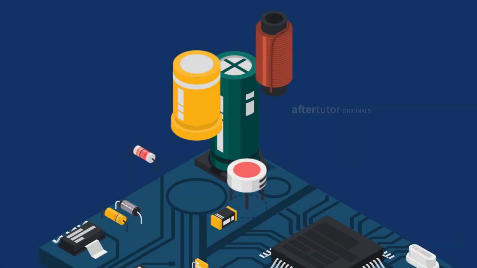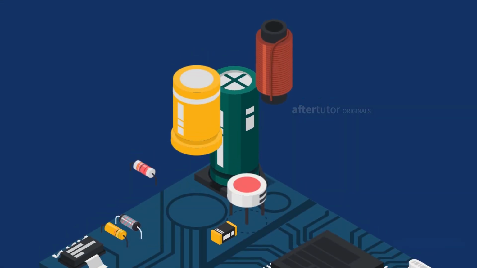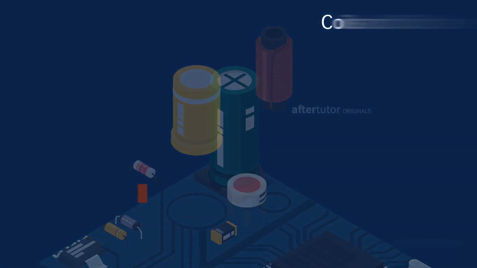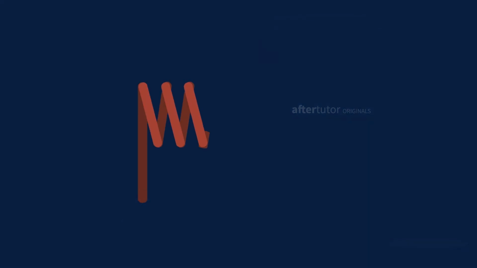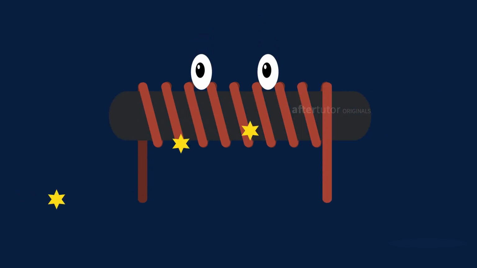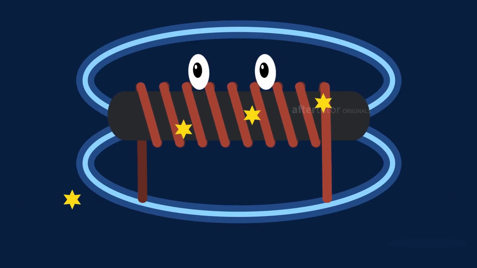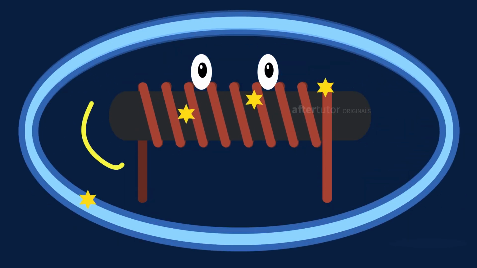The last part is our inductors. In most application purposes, they are referred to as coils or chokes. An inductor consists of an insulated wire wound into a coil and wrapped around a magnetic core. When an electric current passes through the wire, it generates a magnetic field around the wire, and the electrical energy is stored in the magnetic field.